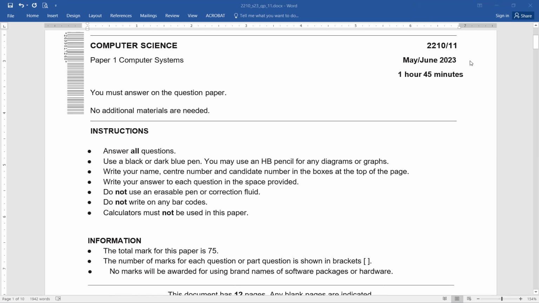You have to answer all the questions and you need a black or a dark blue pen, or you may use an HB pencil in order to draw any diagrams. You have to write your name, center number, and candidate number in the boxes at the top of each page. Write your answer in the space that is given to you. Do not use an erasable pen or correction fluid at all. Do not write on any barcodes. Calculators must not be used in this paper.